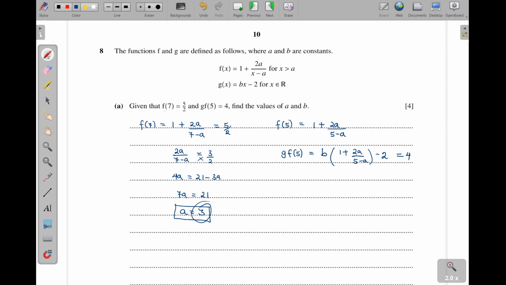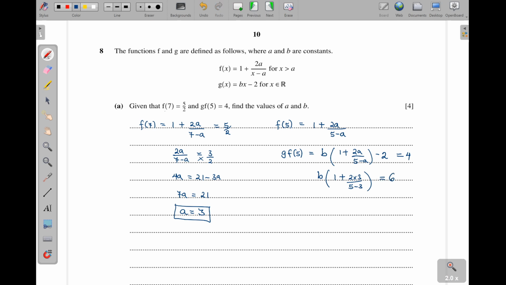And then from there, we equate to the 4 here. But we know that a is equal to 3. So we have b into 1 plus 2 times 3. That will be a 6, right? So 2 times 3, then out of 5 minus 3. Okay, then take this one this side. It will add up to the 4. And then we get a 6 there.